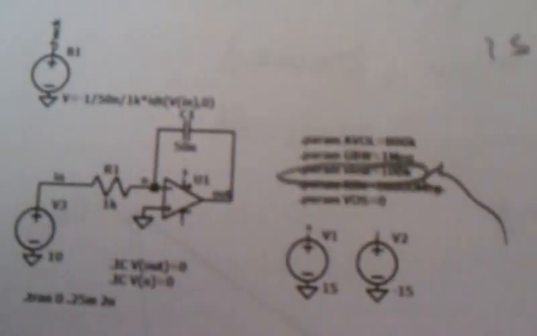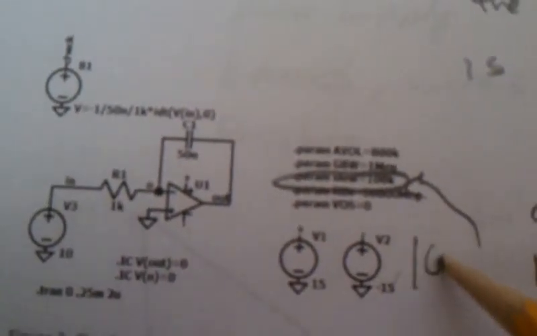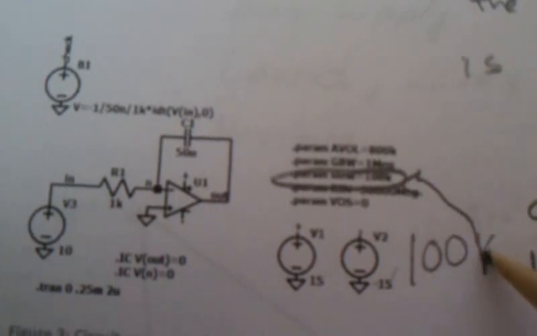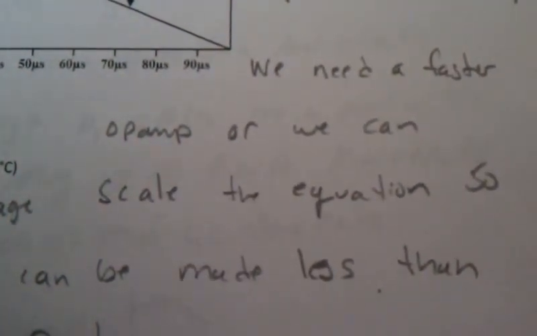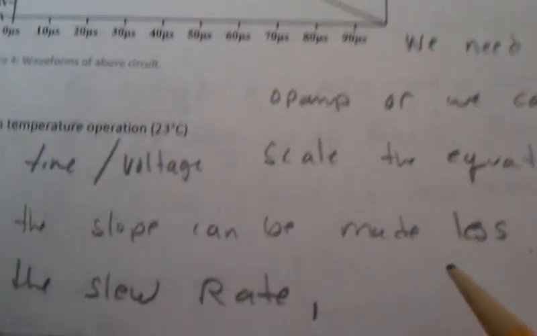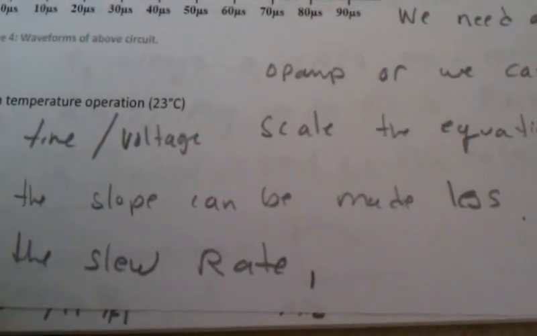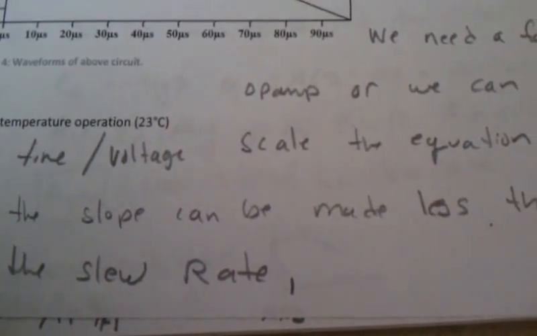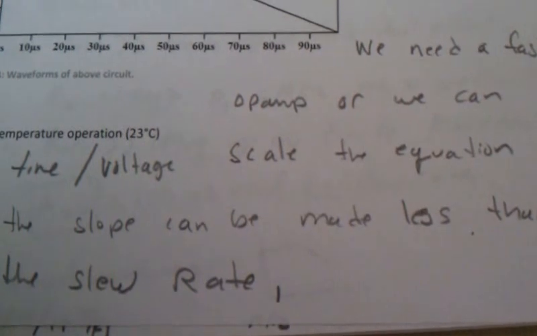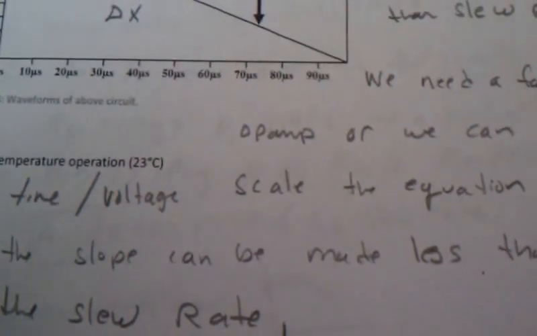And we can see that the slew rate is 100 kilovolts per second. All right. Now, how do we solve this problem? Well, we can get a faster op-amp, or we can scale the equation either in voltage, time, or both, so that we're not slew rate limited. And if we're doing an analog computer, that kind of thing is easily done.